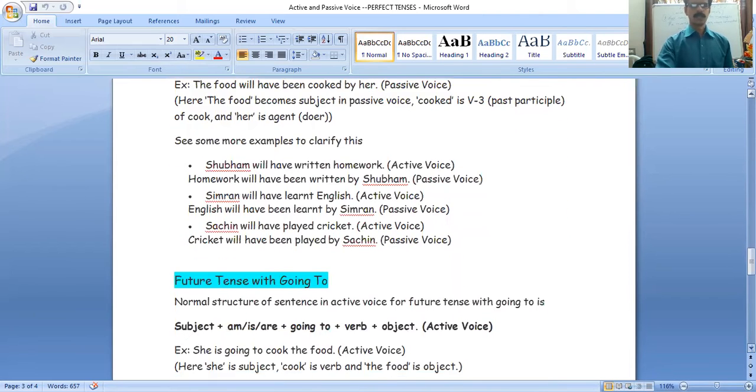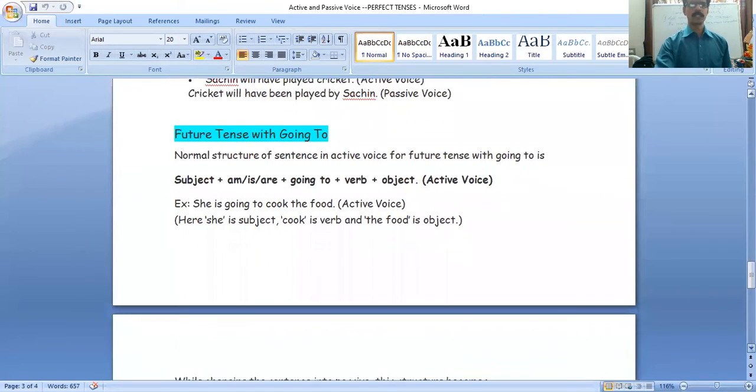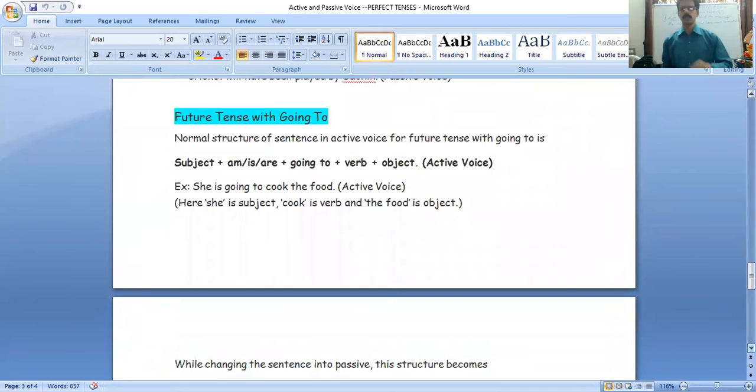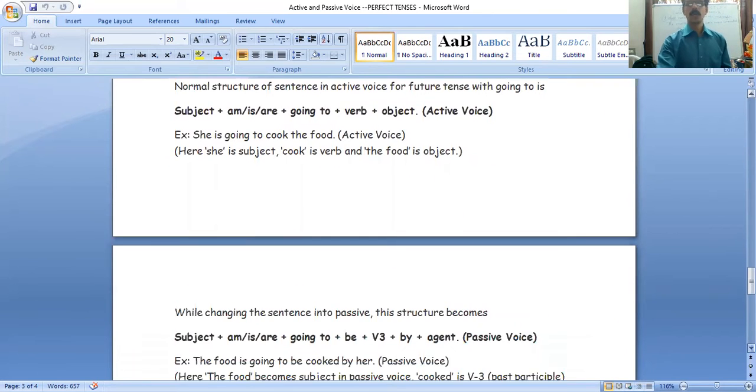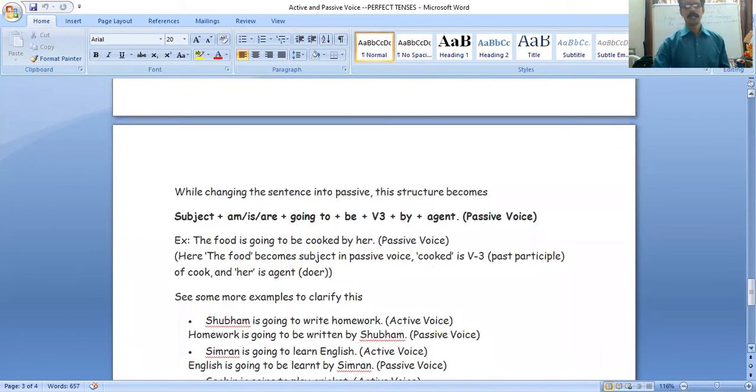You understood that. And last and final, one more thing is the future tense with going to. Already we studied going to first. She is going to cook the food. Whenever we change it, going to be plus V3 is added. Here you see: subject, after is, am, are, plus going to be plus V3, by agent. The food is going to be cooked by her. Going to be cooked, that is the method.